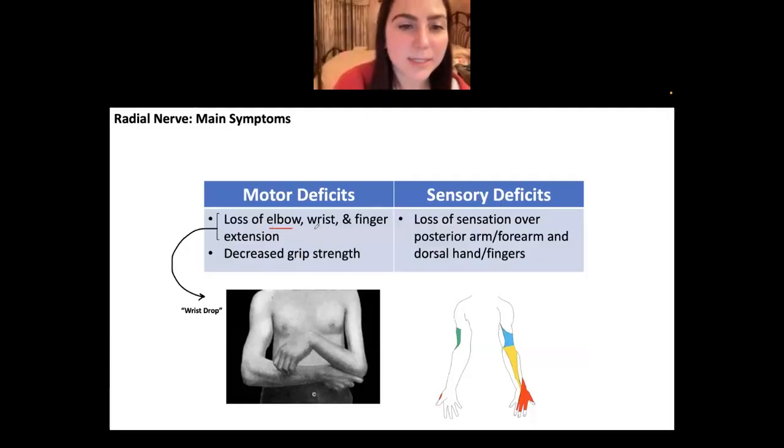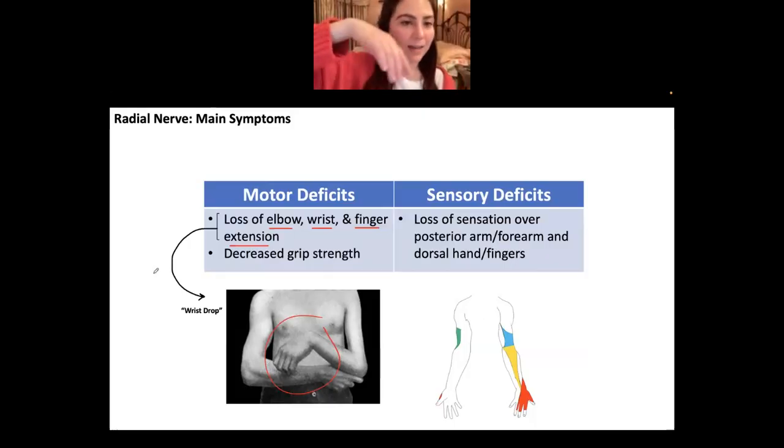So you'll get loss of elbow extension, loss of wrist extension, loss of finger extension. And the best way to see this is wrist drop. So this is kind of what we were talking about earlier with wrist drop: if you don't have anything holding this up, you're going to walk around with your wrist just dropping down like this. That's called wrist drop because there's nothing holding it up.